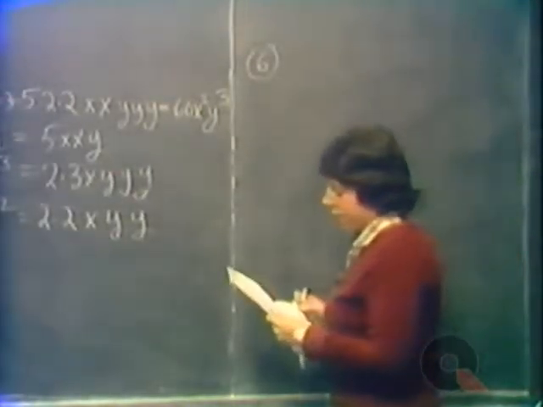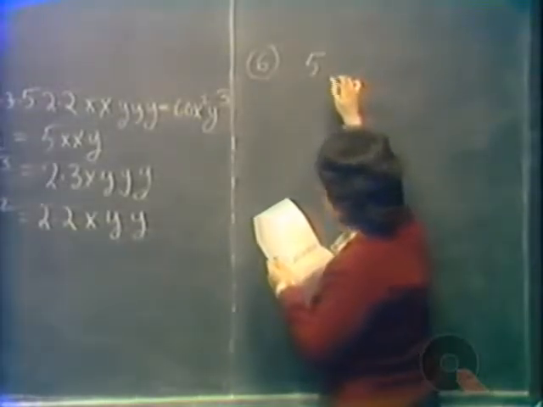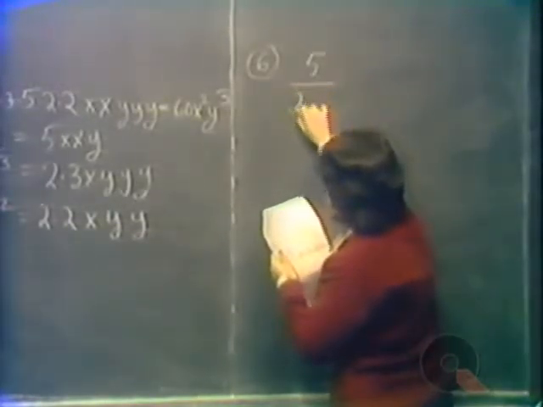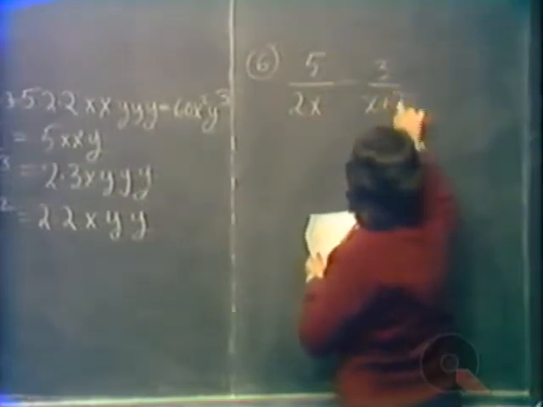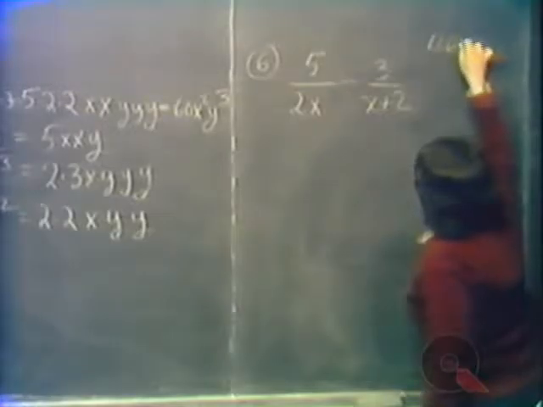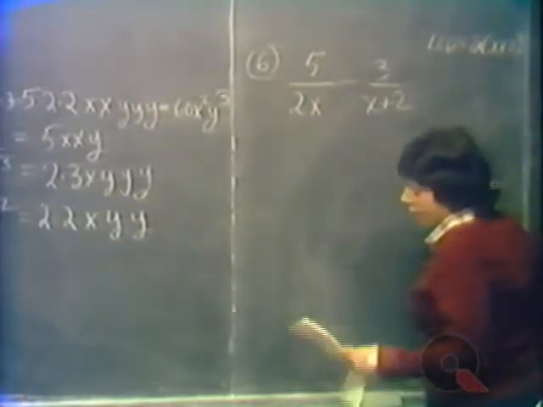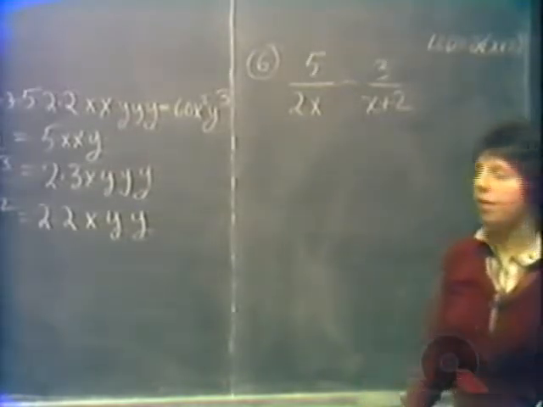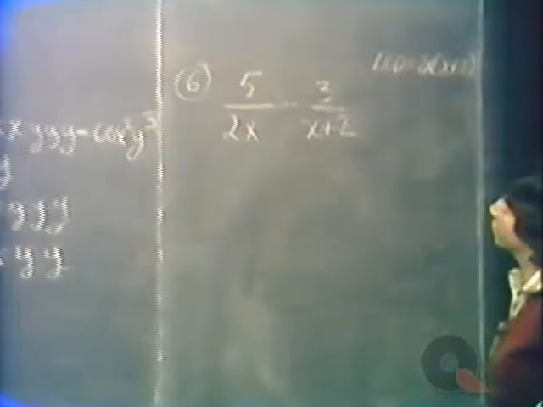Okay, in our next example, we once again want to work with subtracting fractions. 5 over 2x, take away 3 over x plus 2. The LCD in this example is simply the product of the two denominators, 2x times x plus 2. You need both of the denominators here.